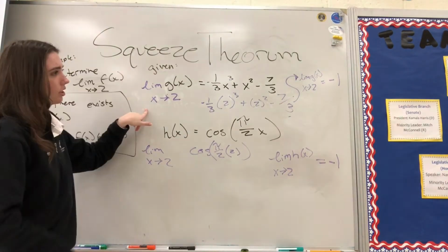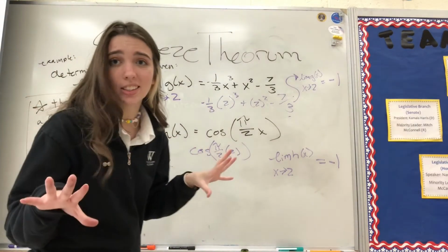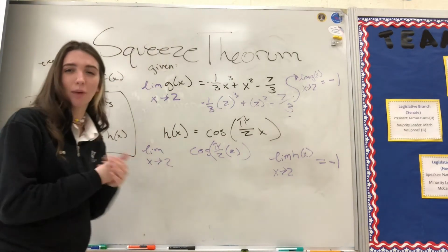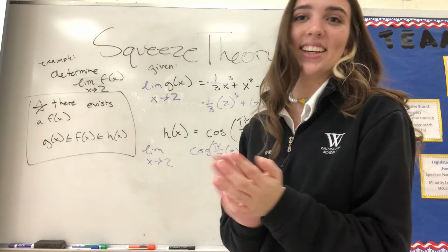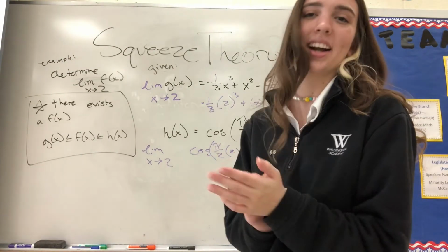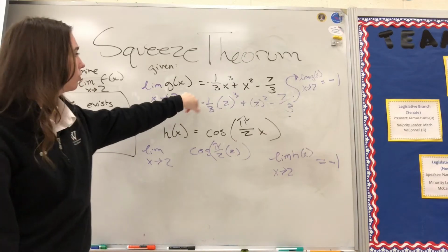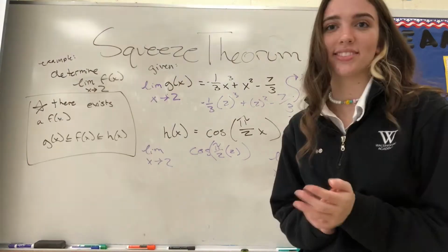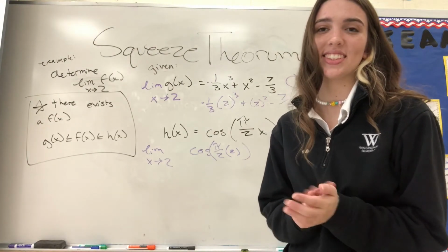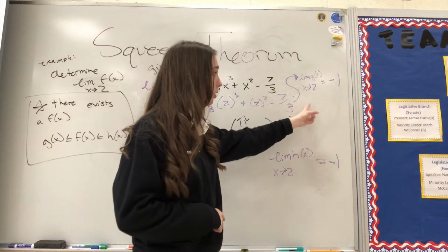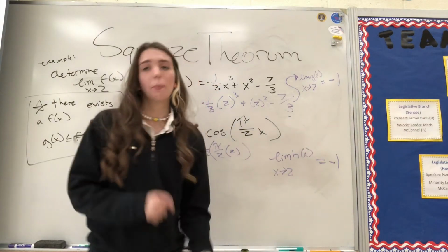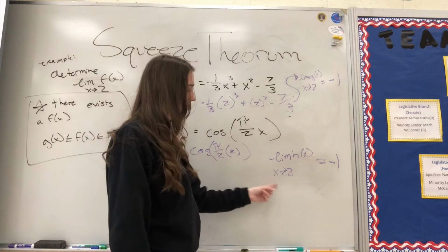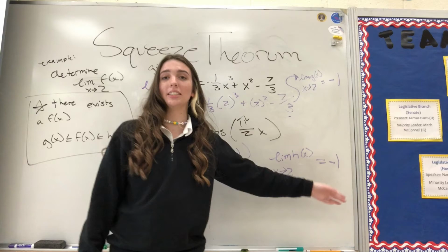So let's do that. These two have no chance for that nasty indeterminate form. So we are simply doing direct substitution. Just plug in the 2 where the x is and solve for our limit. The limit of g of x as x approaches 2 equals -1. And the limit of h of x as x approaches 2 also equals -1.